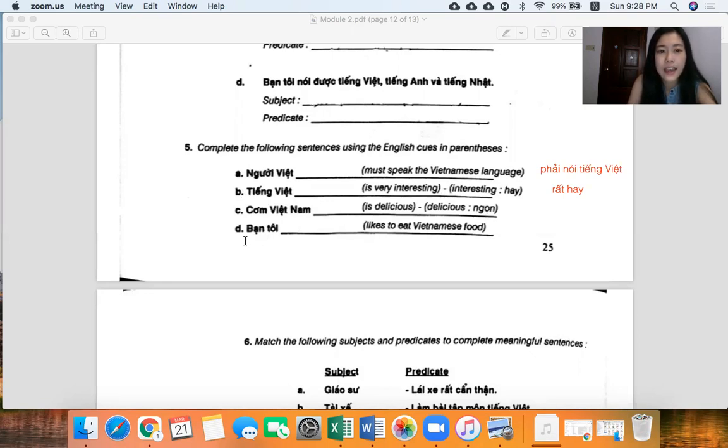D. Bạn tôi likes to eat Vietnamese food. Likes means thích. To eat means ăn. Vietnamese food, món Việt. So the full sentence is bạn tôi thích ăn món Việt.